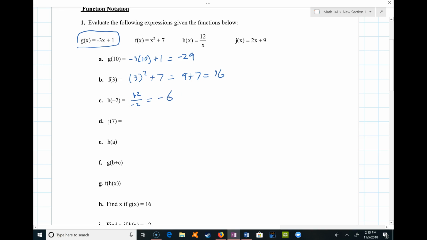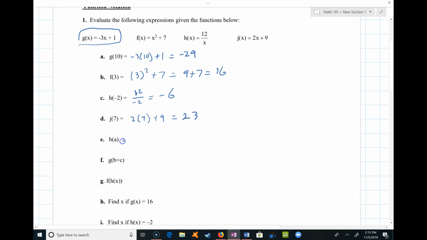And then here's j of 7, so I go over to the j function, and that would be 2 times 7 plus 9. 2 times 7 is 14, 14 plus 9 is 23. Now here we're getting a little bit trickier. So h of a, but again, what this means is a is the input, so what is the output? So I go to the h function. The h function is 12 divided by x. So I'm replacing x with a, so this would just be 12 divided by a. And of course, I'd simplify it as much as I can, but that's as far as I can simplify it.